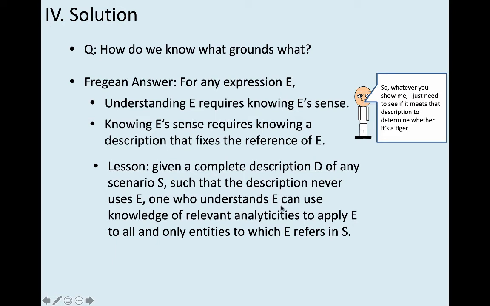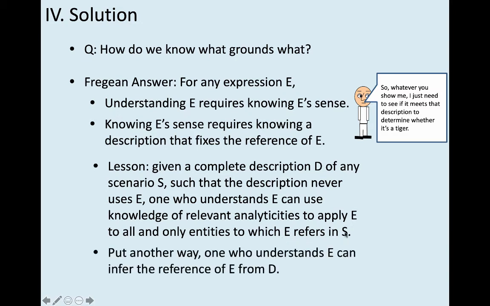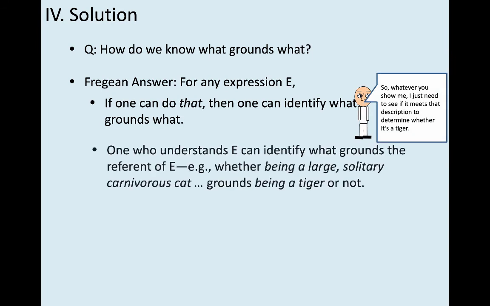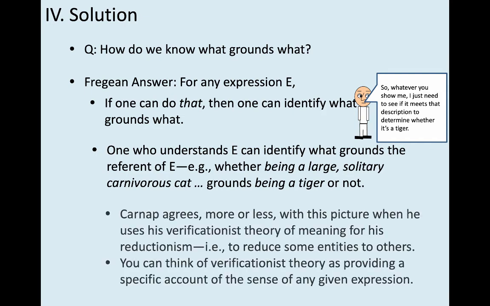one who understands that expression, like tiger, can use knowledge of relevant analyticities to apply that expression, to figure out what are the tigers and what aren't, to identify all and only the entities to which that expression, say tiger, refers in that scenario. Put another way, one who understands that expression can infer the referent, the extension of all the things that the expression refers to, from that basic description given in a fundamental vocabulary, given in the protocol language. Well, if one can do that, then one can identify what grounds what. So one who understands an expression can identify what grounds what by checking the meaning of the expression.